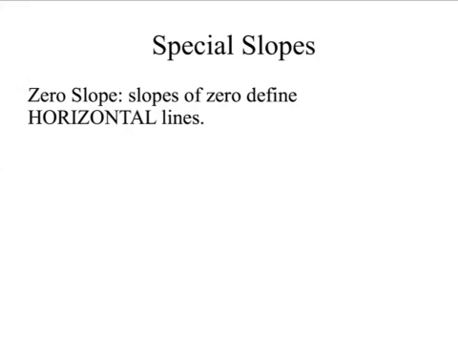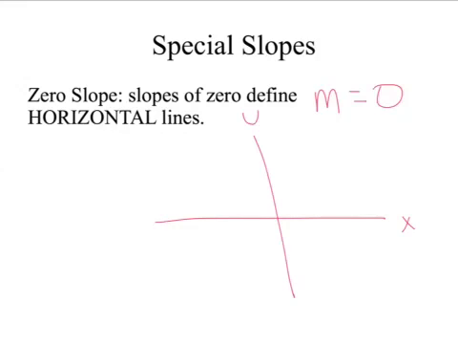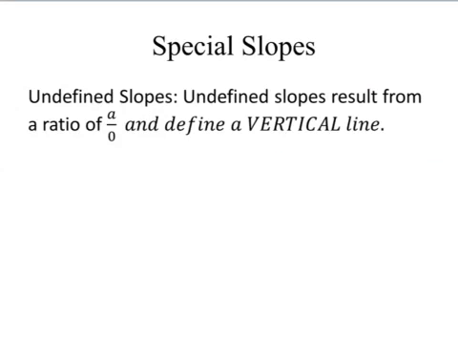Slopes of zero define horizontal lines. So if your m equals 0, this is your x-axis and your y-axis, then your graph is going to be a horizontal line. Horizontal lines generally have equations of y equals, let's say, a, where this value right here is a. So the slope of this line is 0.